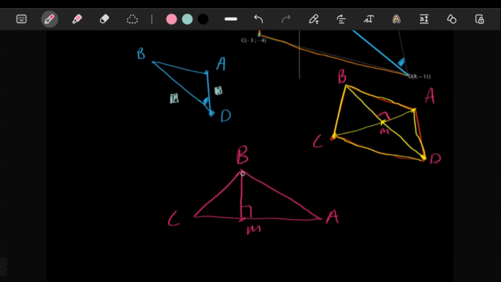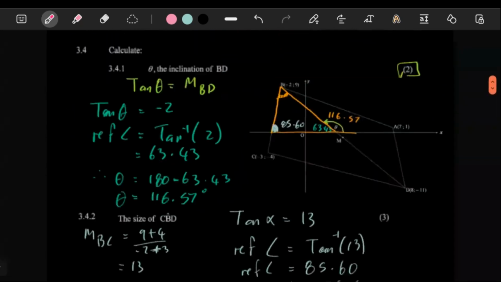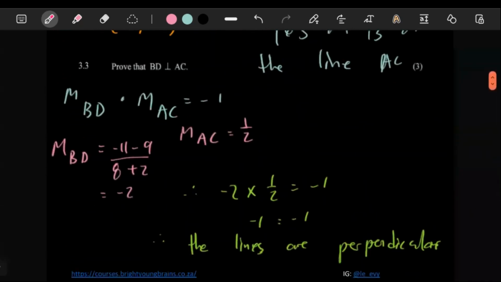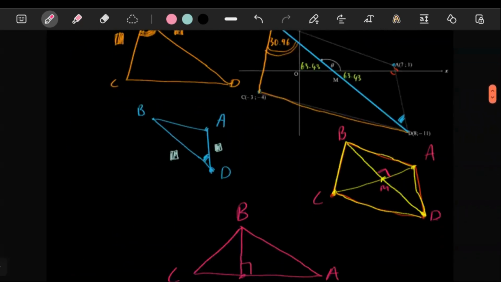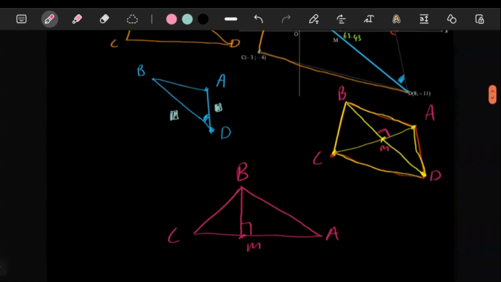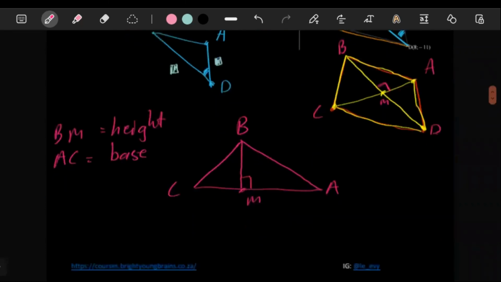Because remember, they told us that BD is perpendicular to AC. But BD, going from B all the way to D, passes through M, remember. In the questions that we're dealing with, all that was proven. So in this triangle, you can already see that BM is the height, and AC is the base. So you can just get the area of this triangle like that.